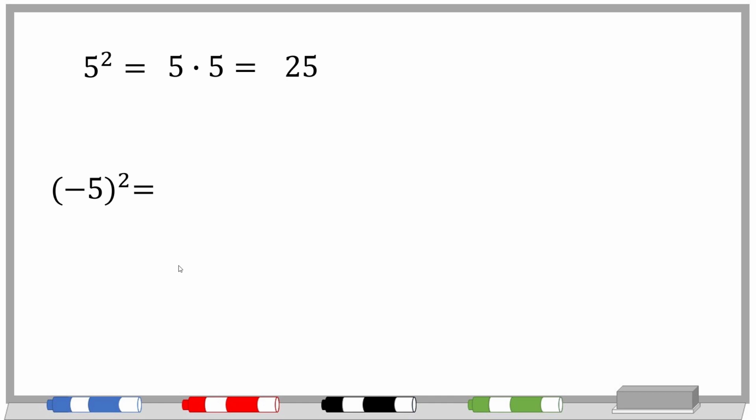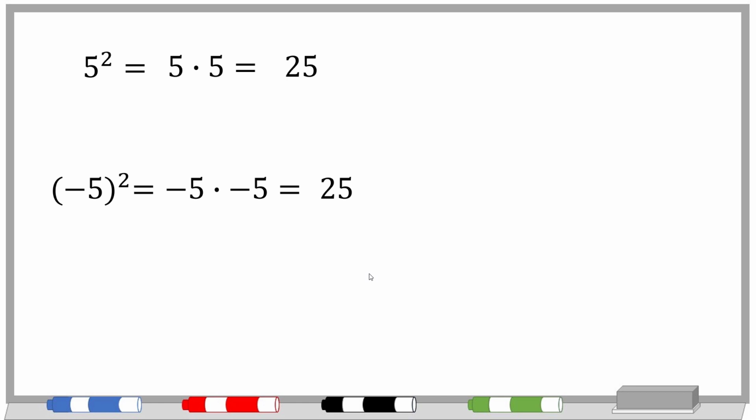Negative 5 squared. So what that is telling us to do is to take negative 5 and square it. And I know that's what it's telling me to do because it has parentheses around the negative and the 5. So negative 5 squared means take negative 5, multiply it together twice. A negative times a negative is a positive. So this is also a positive 25. And typically I think that we can understand up to this pretty easily, that this seems straightforward.